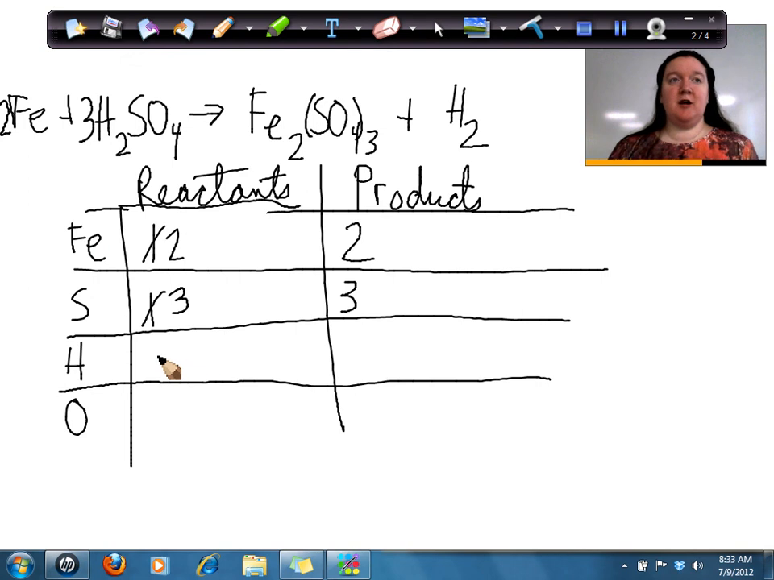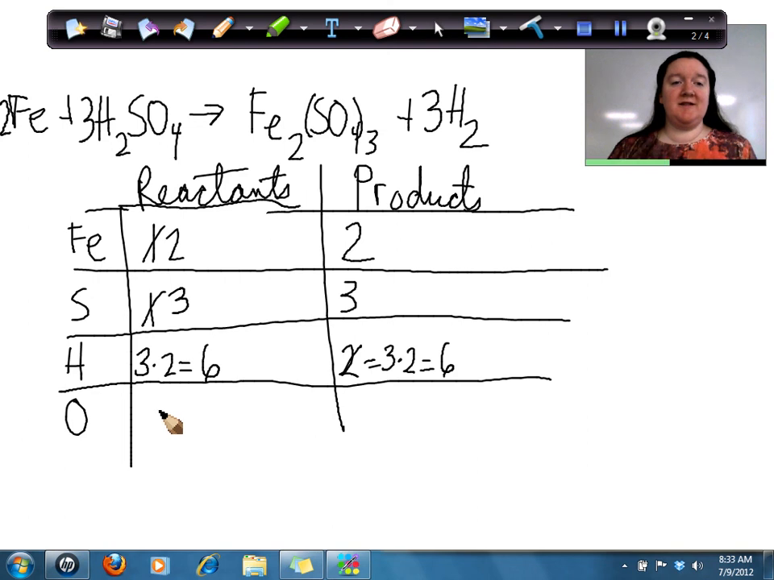Now let's look at our hydrogen. If I look at this side, if I'm taking my 3 times the 2, that's giving us 6. On this side, there's only 2 hydrogens because the hydrogen is over here by itself. So I need to change this coefficient in front of the hydrogen to be able to balance it. So I'm going to put a 3 in front of my H2. So then I'm taking 3 times 2, which gives us 6.